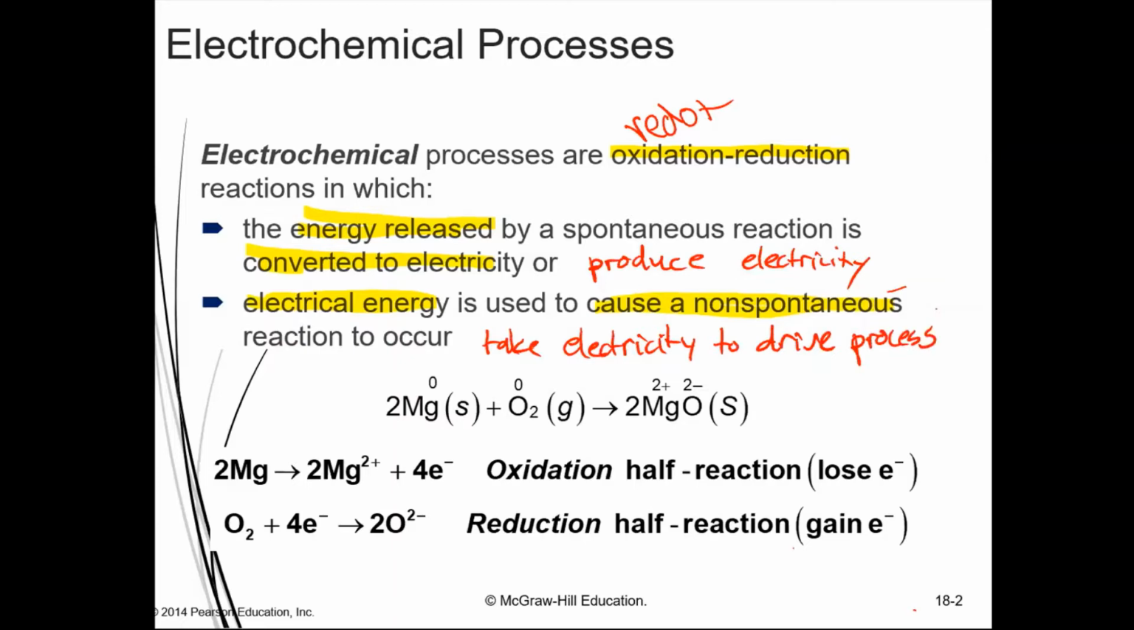So the oxidation side means that that's the side that's losing electrons, whereas our reduction side means that we're gaining the electrons. So we can split every chemical reaction into two parts, our oxidation reaction and our reduction reaction.